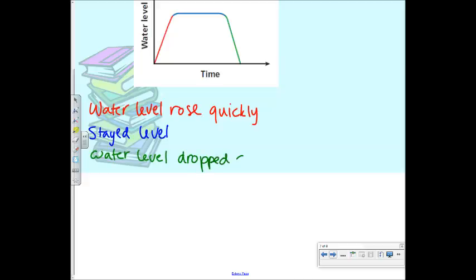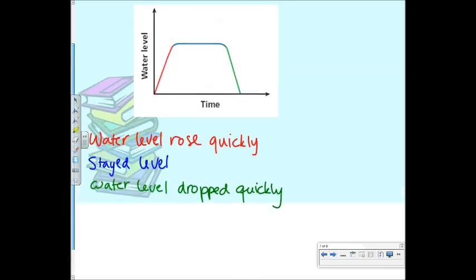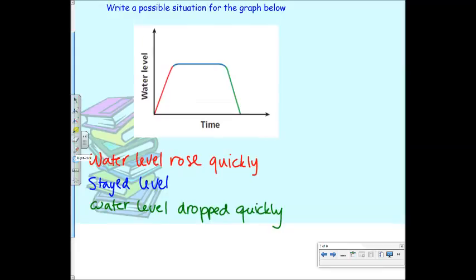All right, so what could be a situation that this graph might depict? It could be a bathtub. Why? Yeah, you sit in it, right? So it could be a bath. You fill your tub up. You hang out in it.